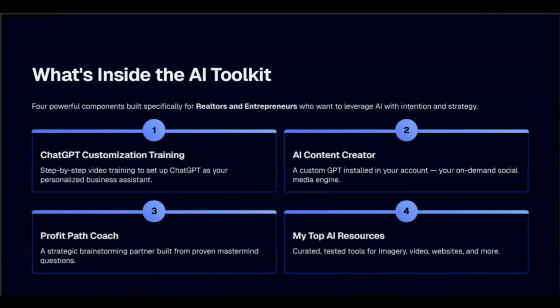Let's start first with the AI Toolkit. Inside the toolkit, you're going to get 4 powerful components that's going to help you get started. First up, you get my ChatGPT customization training. This is the part almost nobody does correctly. Most people open ChatGPT, type a question, and then complain that it sounds robotic or generic. That's not a ChatGPT problem. That's actually a setup problem.